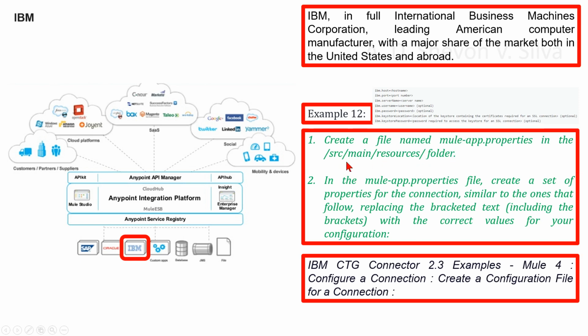In the mule-app.properties file, create a set of properties for the connection similar to the ones that follow, replacing the bracketed text, including the brackets, with the correct values for your configuration. This may vary depending on the selected connection configuration. For more information on creating a properties file, refer to configuring property placeholders in the documentation. Here you can see ibm.host, the host name, ibm.port equals the port number, etc.